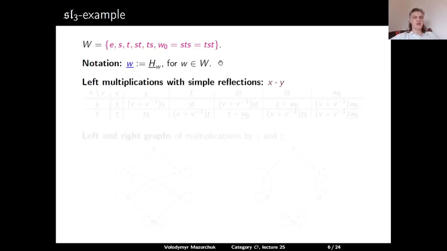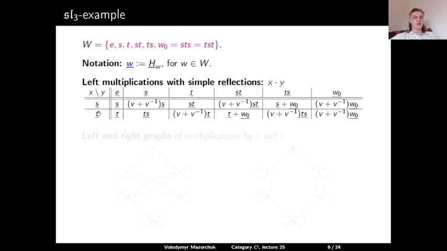So here is a left multiplication of the Kazhdan-Lusztig basis elements by the generating Kazhdan-Lusztig elements of the simple reflections underlined. So if we multiply with S underlined, E goes to S underlined, S underlined goes to V plus V inverse S underlined, T goes to ST underlined, ST underlined goes to itself times V plus V inverse, TS goes to S underlined plus W0 underlined, so this is the most non-trivial product, and W0 underlined goes to itself times V plus V inverse. And for multiplication with T, we just swap the roles of S and T.